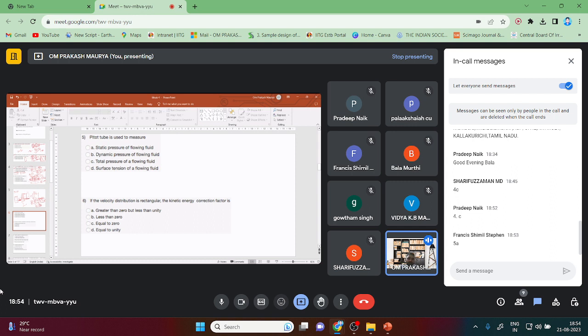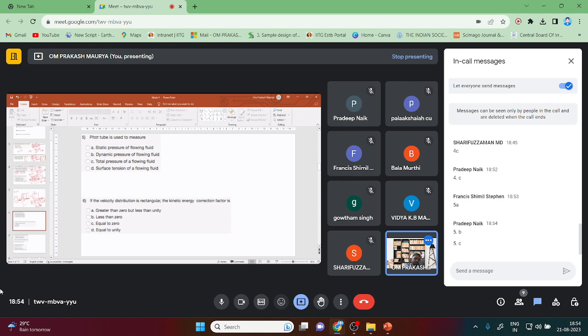After these two questions we will take a 5-minute break. Okay, someone is telling that option C is correct. Pitot tube is also used for measuring the velocity.